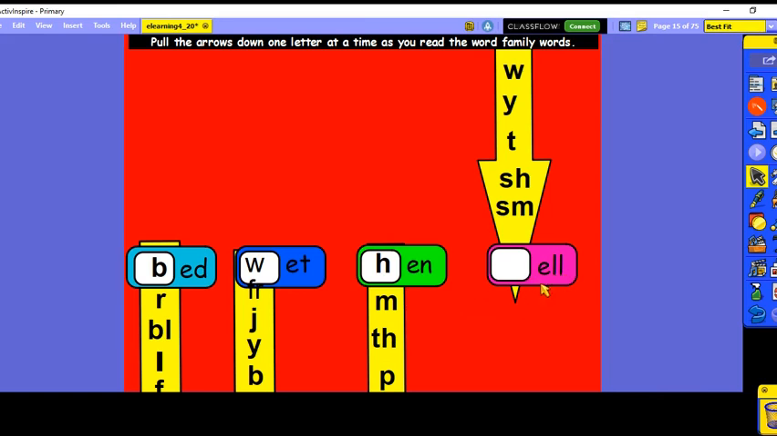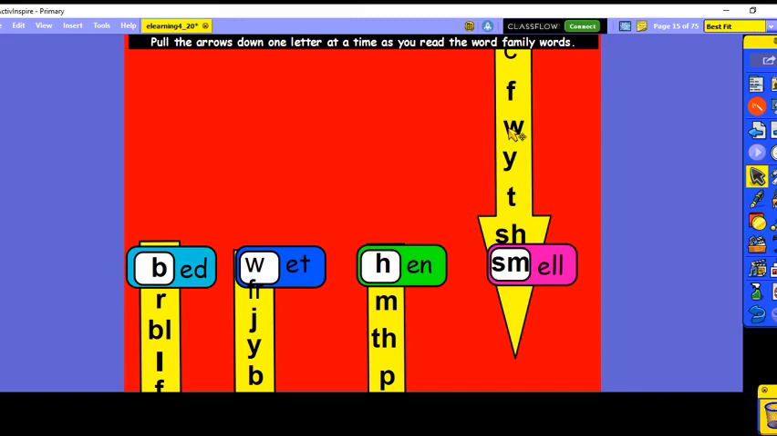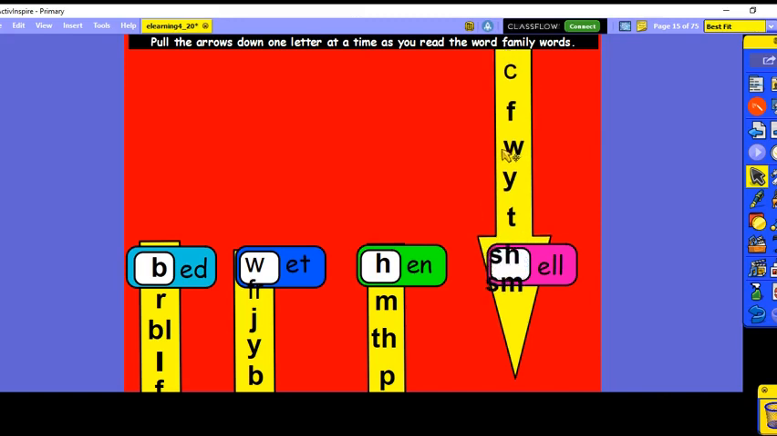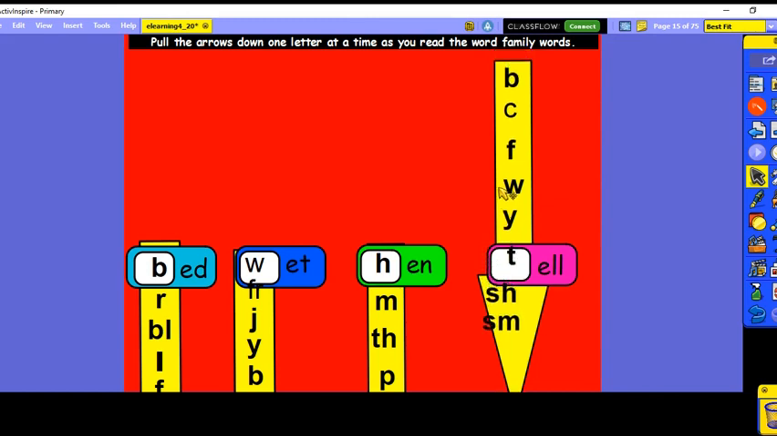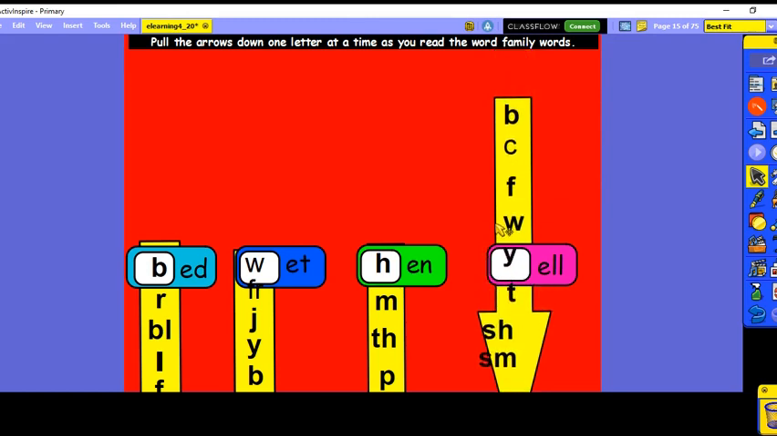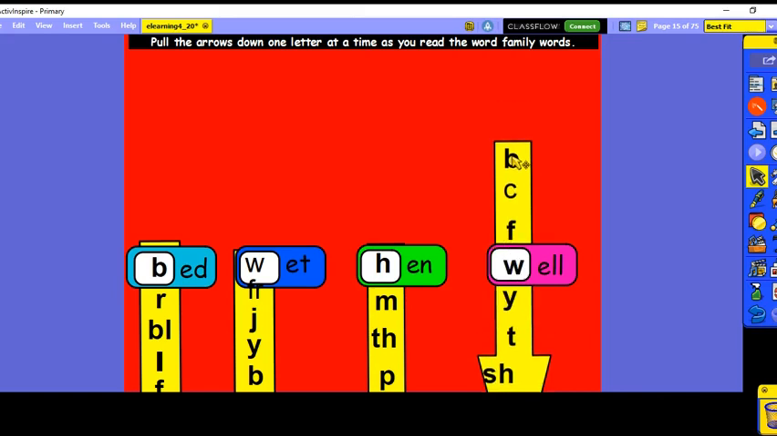This time we have L words. Our rhyme is L. Let's look and see what our onset is. Smell, smell. Shell, shell. Tell, tell. Yell, yell. Well. Fell, fell. Sell, sell. Bell, bell.